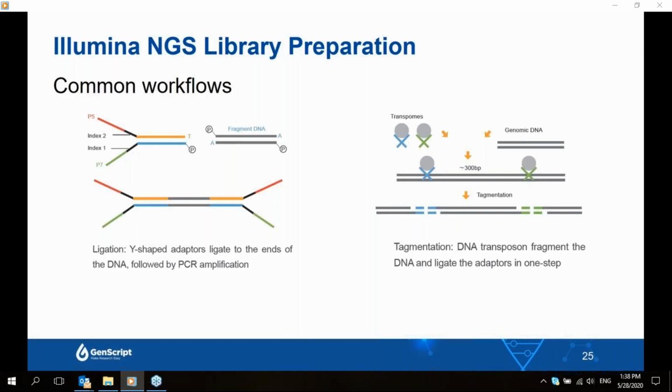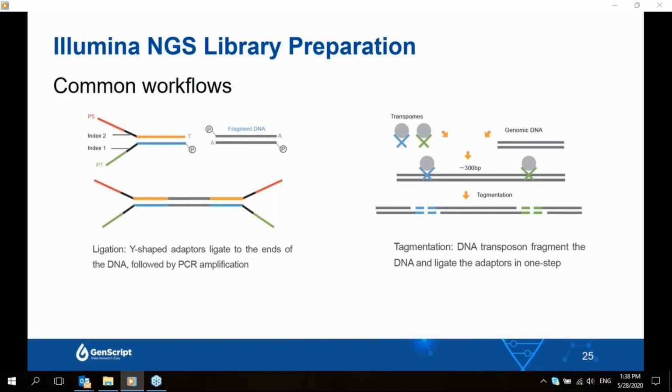starts with fragmented DNA, which can be generated by physical or chemical means. Adapters that contain Illumina sequences and sample markers or sample indices are ligated onto such DNA fragments. An optional amplification step can help increase the quantity of libraries for certain cases, for example, if the starting DNA quantity is very small, or the library needs to go into a capture process. This is also called a ligation-based method.